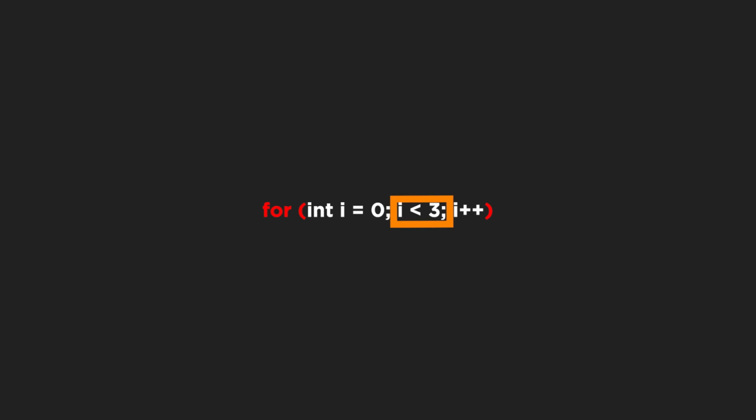Then we have the condition, which is, for example, i < 3. This loop will run as long as i is less than 3. Then we have to specify what happens to the i variable each time the loop runs. To do that we just type i++. This will add 1 to i each time the loop runs. This loop will run 3 times, because values start from 0, 1, 2.